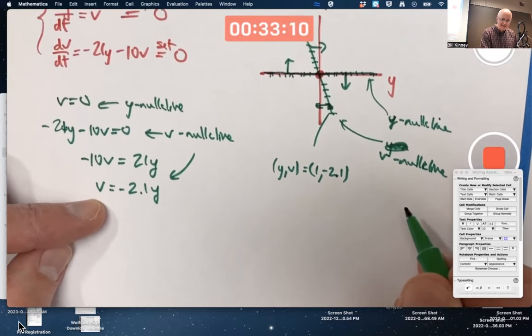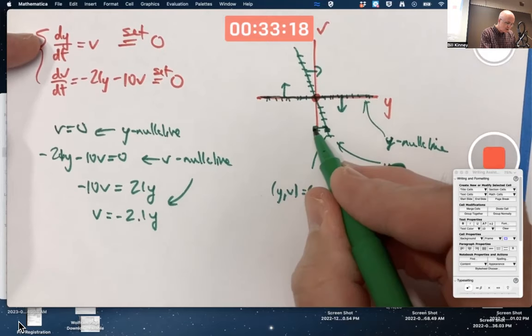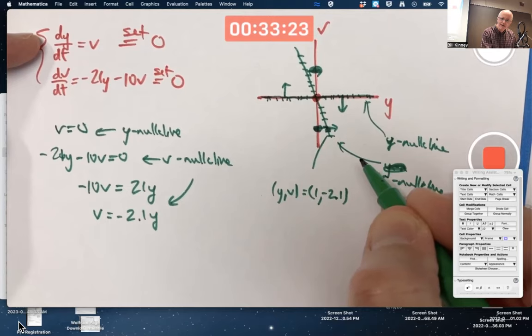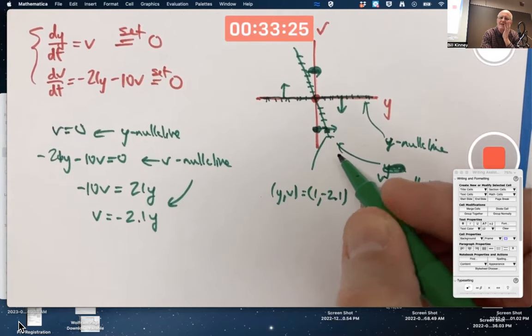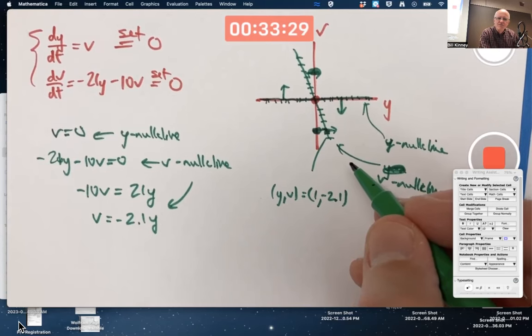I should really ask, is dy dt positive or negative there? And actually, it's positive. I was wrong. I was too cavalier. It's actually going to point this way. Oh boy, I'm feeling confused though. Does that make sense? I feel like something's wrong here.